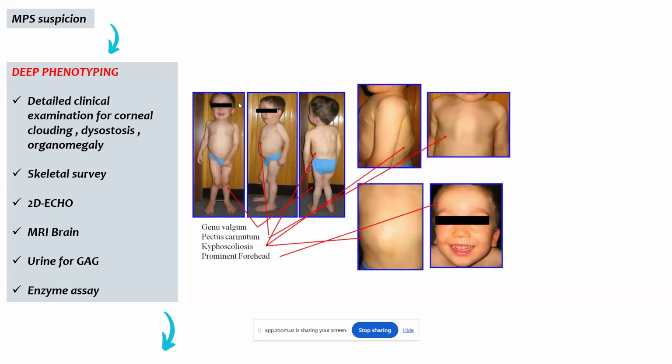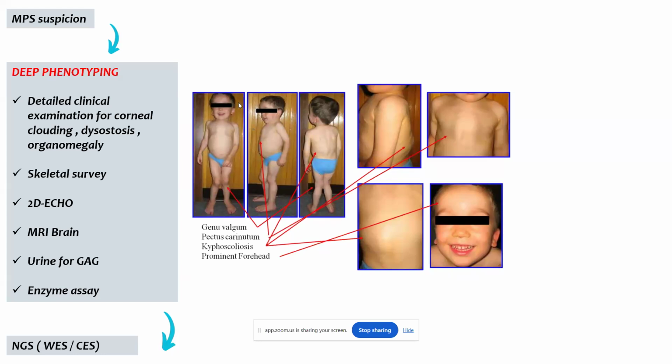Maybe get a 2D echo to look for cardiomyopathy, and also look at the MRI findings of MPS. You can have white matter changes, you have J-shaped sella, etc. And then try to metabolically prove with urine for glycosaminoglycans and then enzyme assay, and then finally get whole exome sequencing. This is the actual pathway for diagnosing a genetic disorder, right?